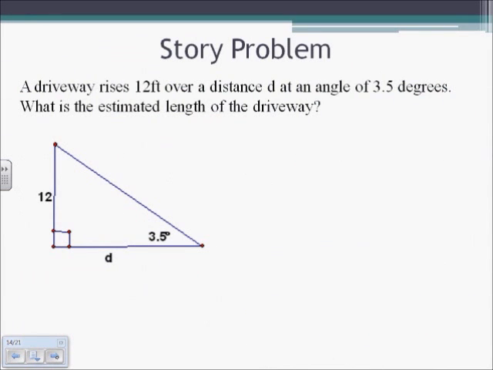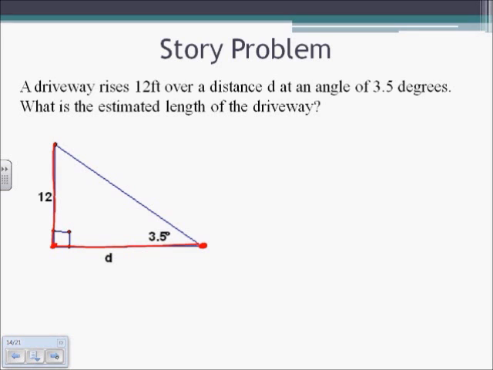Alright, next one. A driveway rises 12 feet over a distance d at an angle of 3.5 degrees. What is the estimated length of the driveway? So I have a driveway that rises 12 feet over a distance d. So the length of the driveway is unknown, it's d. And wherever it started from, on the end, it goes up 12 feet over a long distance. So probably more gradual than the picture shows. But in any event, the question is, what is d, or the length of the driveway?